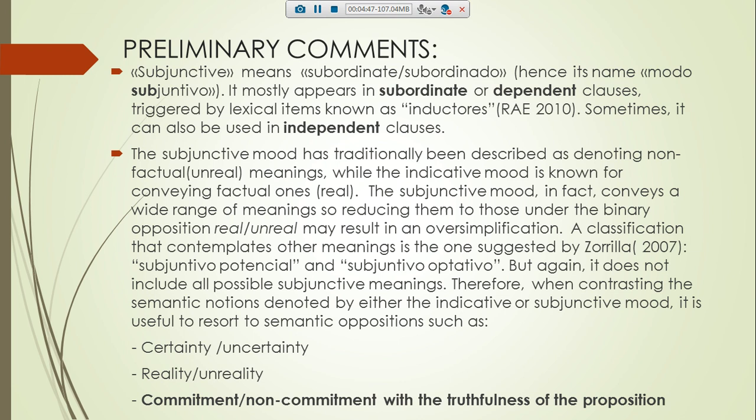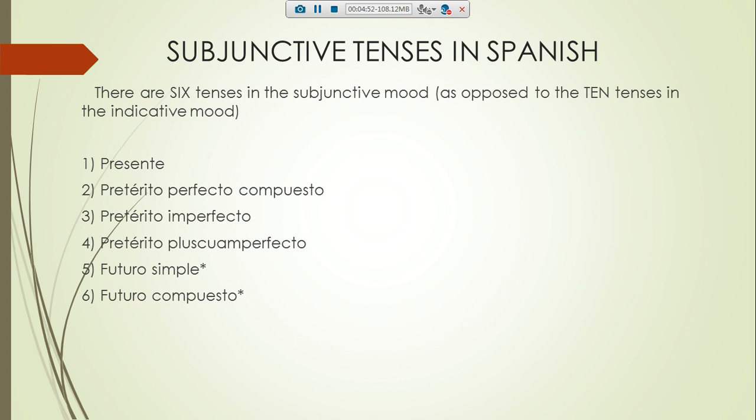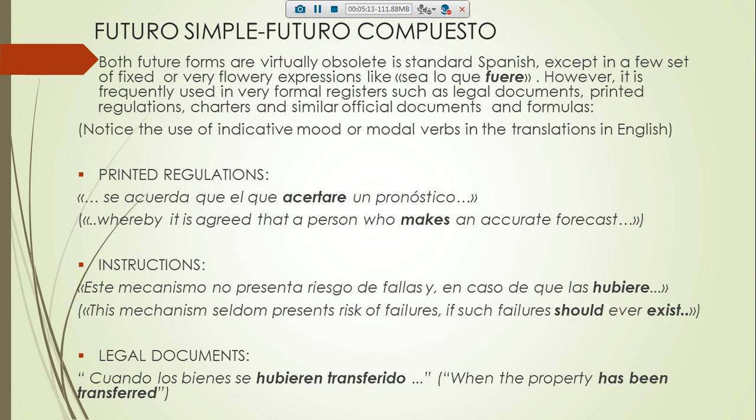There are 6 tenses in the subjunctive mood in Spanish, as opposed to the 10 tenses in the indicative mood. El presente, el pretérito perfecto compuesto, el pretérito imperfecto, el pretérito pluscuamperfecto, el futuro simple y el futuro compuesto. We have marked with an asterisk the last two uses, the futures. You will see why. Both future forms are virtually obsolete in standard Spanish, except in a few set of fixed or very flowery expressions like sea lo que fuere. However, it is frequently used in very formal registers, such as legal documents, printed regulations, charters, and similar official documents and formulas.